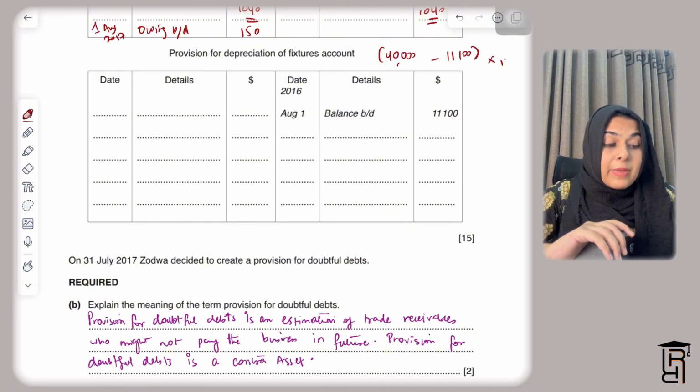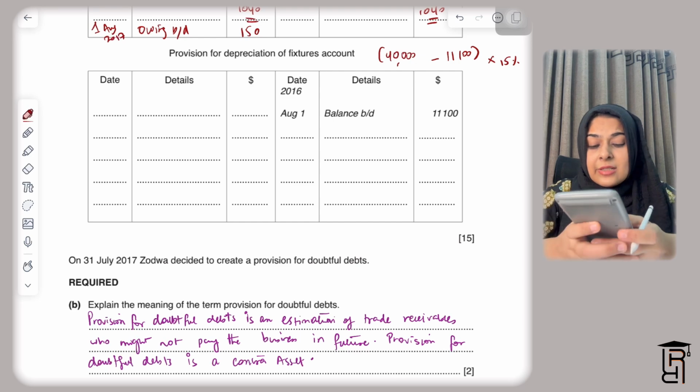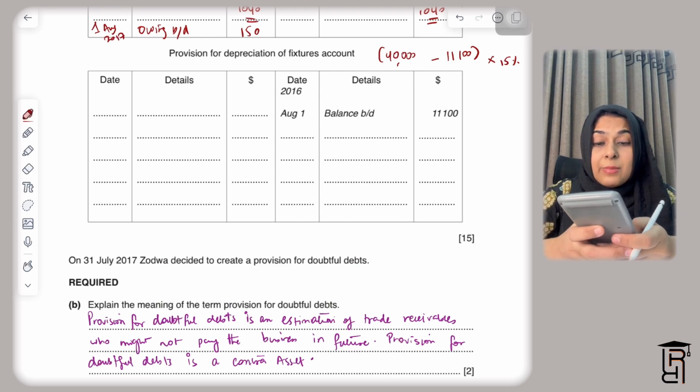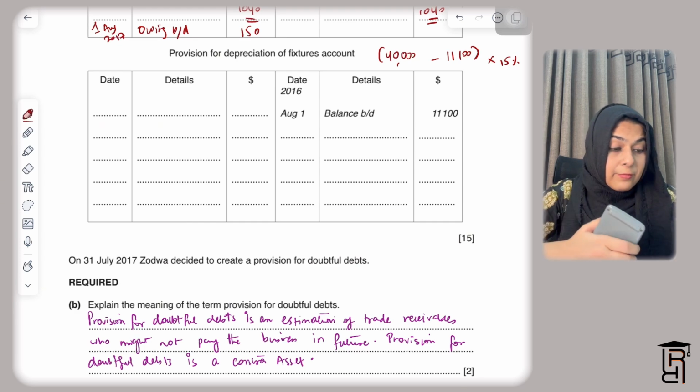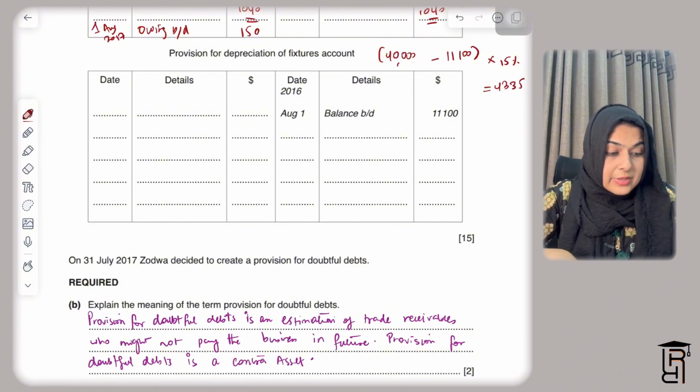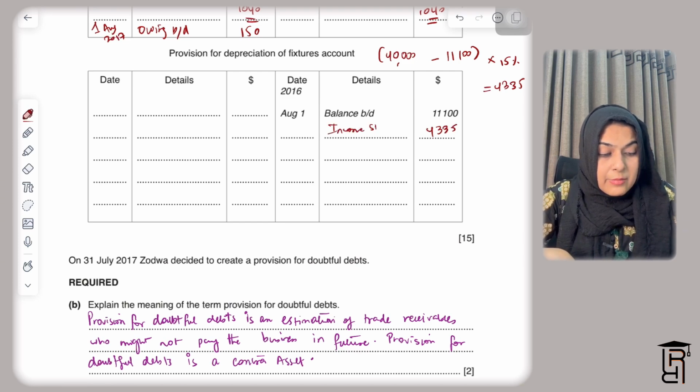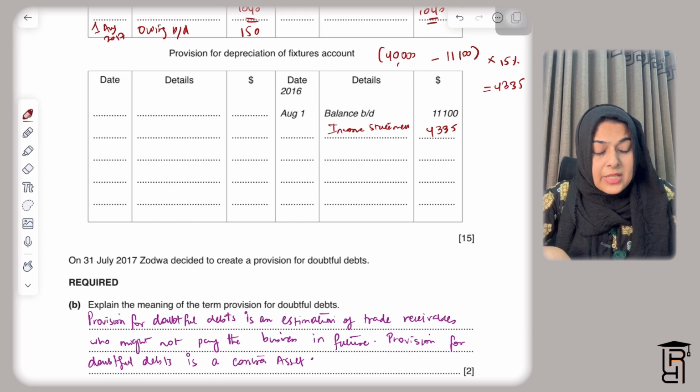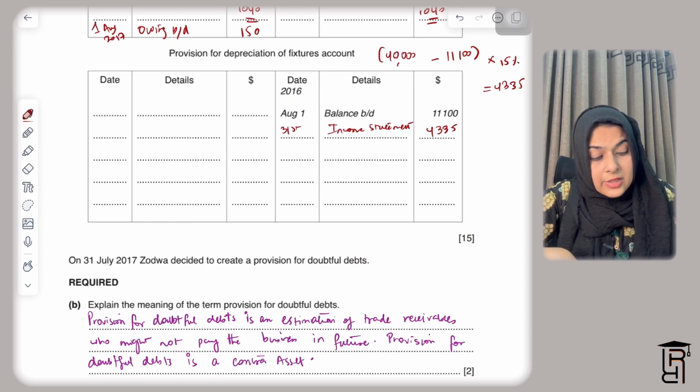You multiply this by 15%, so you get your current year's depreciation. So 40,000 minus 11,100 multiplied by 15% is going to be 4,335. This is going to be my current year's depreciation, so I'll write here 4,335 on the credit side. In the details I'm going to write income statement, because this is going to be an expense in the income statement, and this will be 31st July 2017.